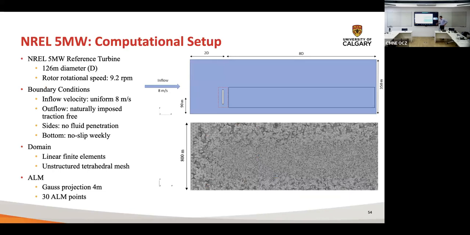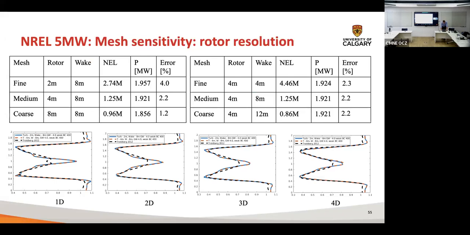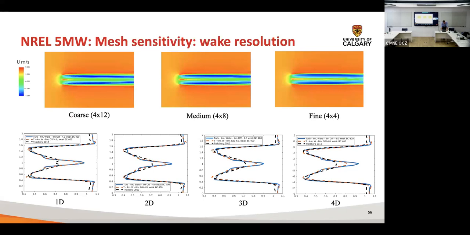So linear finite elements, okay, this is your Eulerian grid, so the grid doesn't move and your ALM simply rotates within that fixed domain. So we look at the grid convergence study, at the refinement on the wake, the refinement at the rotor to show that the method is indeed converging. Okay, you can see a qualitative comparison as well as the quantitative comparison.